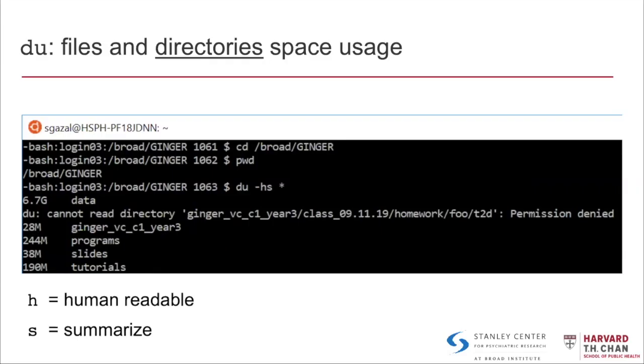So here is another example where we want to know the size of all files and directories in the Broad Ginger directory. What we need to do is to go to the Broad Ginger directory and then type the command du with the HS option and a star. And we're going to see in another class what this star stands for.